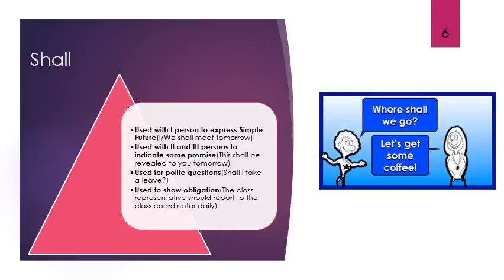Likewise, if you're using the word shall for second or third persons, they indicate some promise. They will never be used for simple future tense when used with second or third persons. Whenever we are using shall for second and third persons, they will always and always be indicating some promise. This shall be revealed to you tomorrow. I shall hand over my keys to you tomorrow. You shall inherit all my property when I die. So it is a kind of promise that the person is making using the second or the third persons.